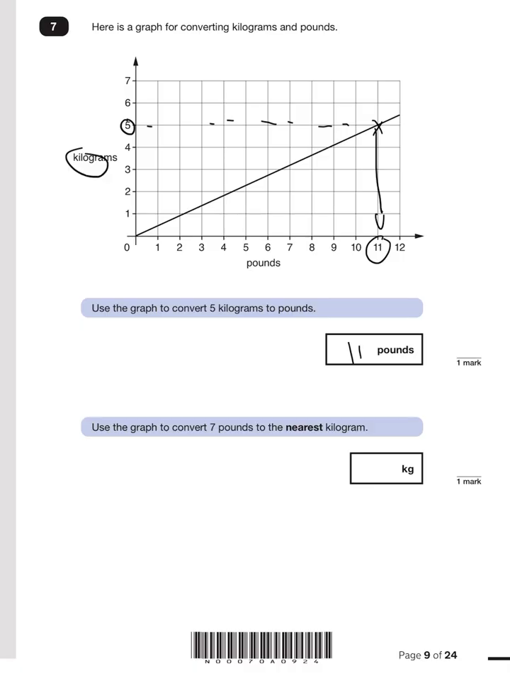Use the graph to convert 7 pounds to the nearest kilogram. So pounds, 7, to the nearest kilogram. So it's either 3 or 4, because we're looking at to the nearest kilogram. It's closer to 3 than it is to 4. So the answer would be 3.